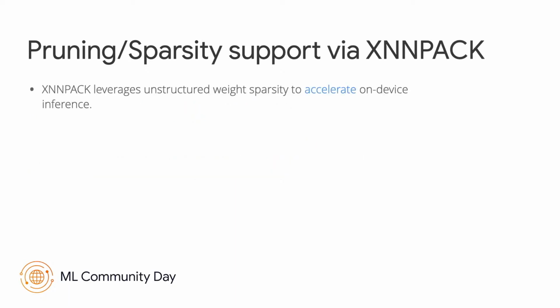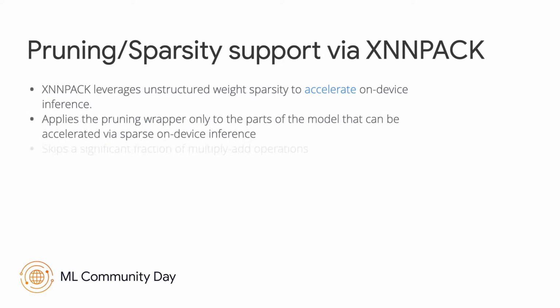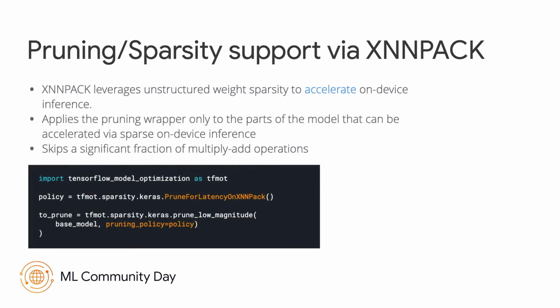You heard about XNNPack earlier in the presentation. The example here shows how to apply selective pruning to the parts of the model that can be accelerated using XNNPack while leaving the rest of the model untouched. Such selective pruning allows an application to maintain model quality while targeting parts of the model that can be accelerated.